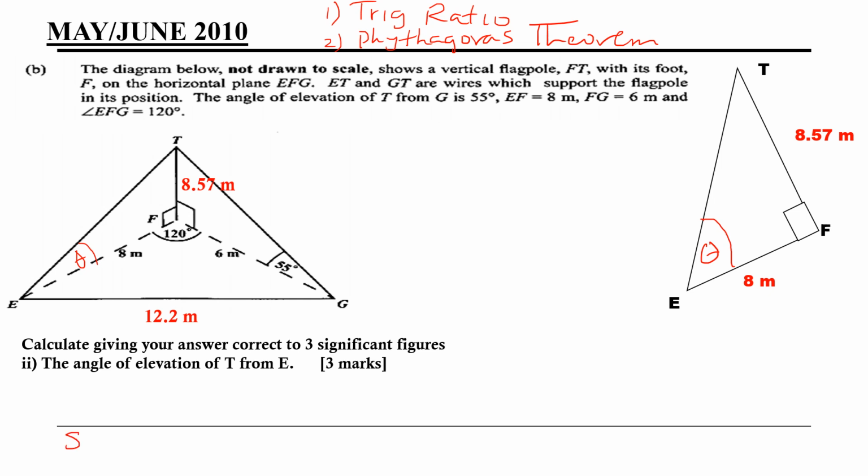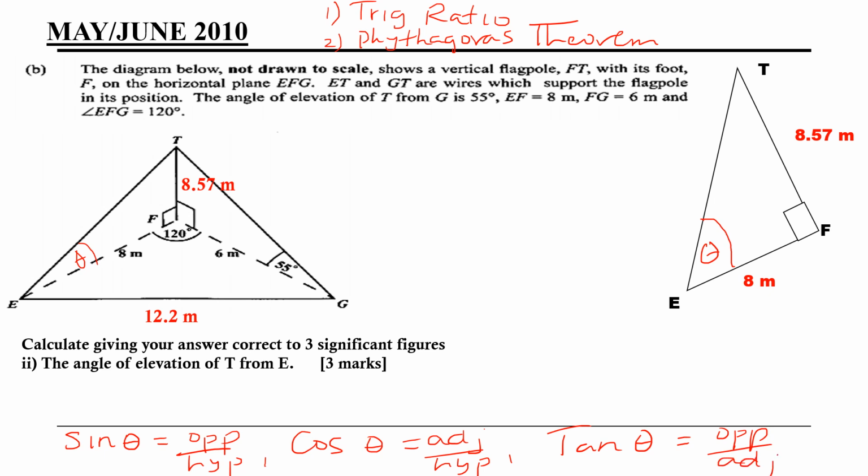Those are: sine theta is opposite over the hypotenuse, cos theta is adjacent over the hypotenuse, and tan theta is opposite over the adjacent. We have to label our triangle. This is our hypotenuse. This is the angle, so that's opposite, and right next to it is our adjacent. We are using what was given, which would be our opposite and our adjacent. So that would be tan.